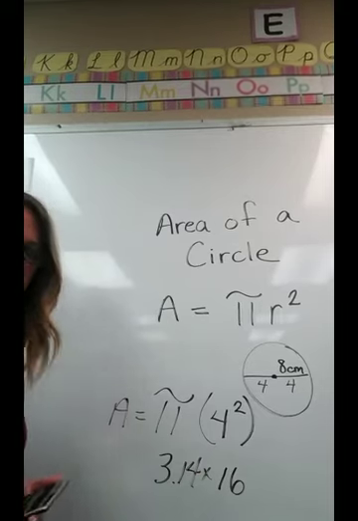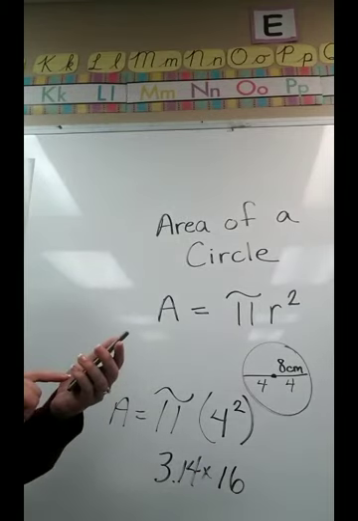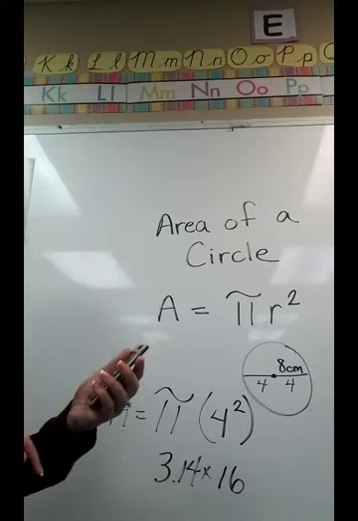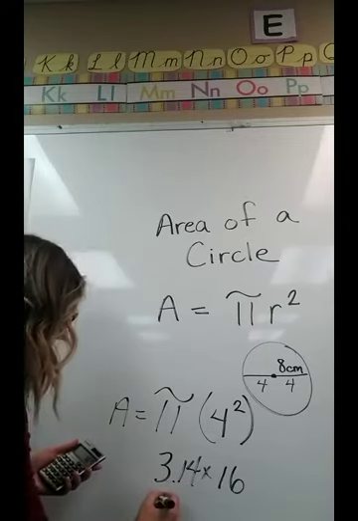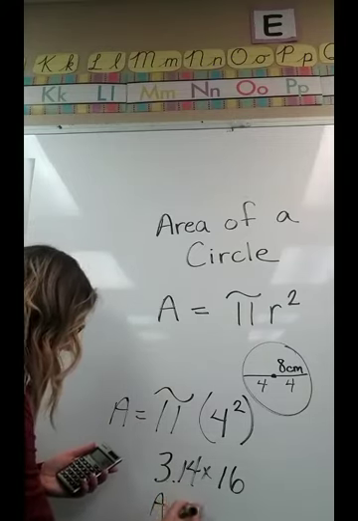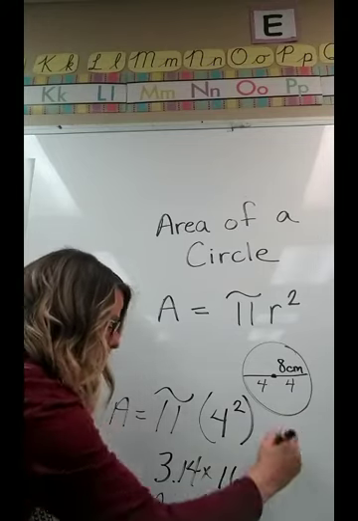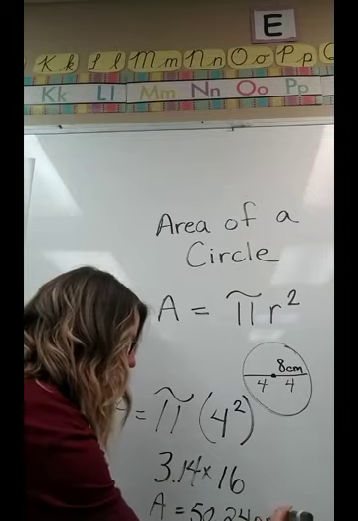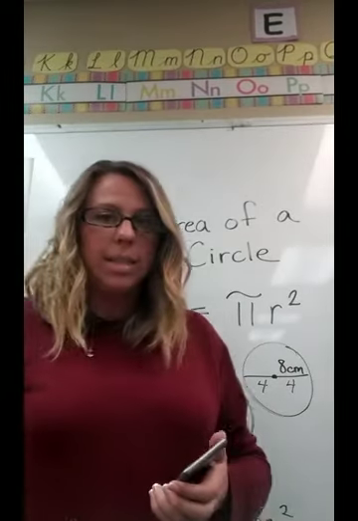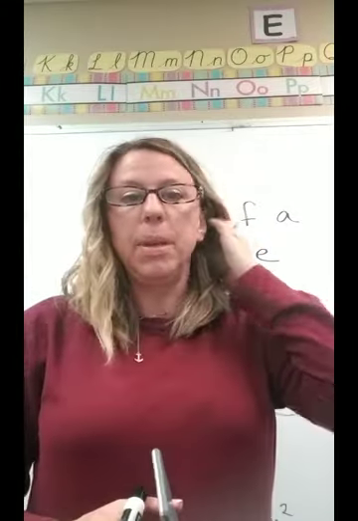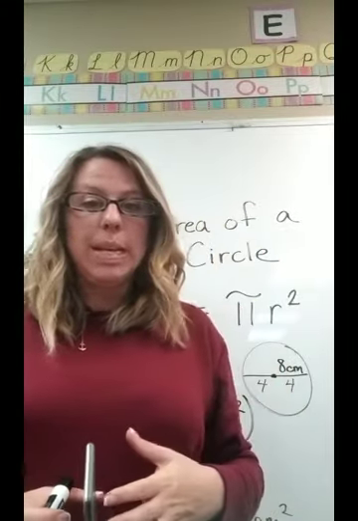3.14 times 16. If you guys have a calculator, you can figure that out. And it's going to be 50.24. Now this was centimeters, so I'm going to put centimeters squared. It's very important that you guys label. I haven't been taking anything off for not labeling, but going forward, you really need to pay attention.